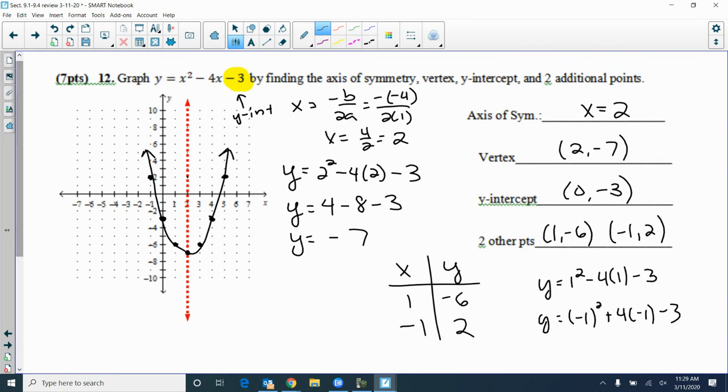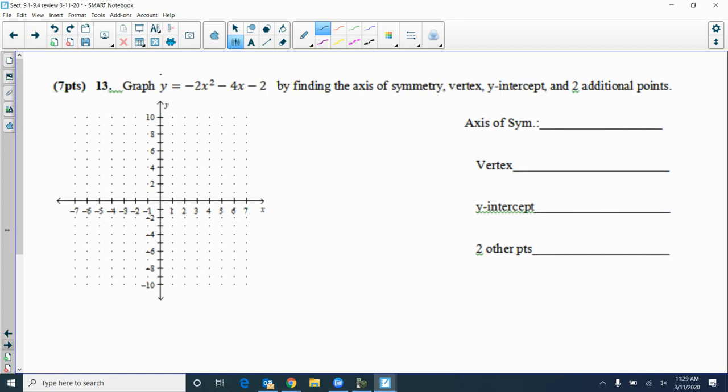So this is an exact problem, obviously I'm going to change the equation, but you're going to have to give me the axis of symmetry, the vertex, the y-intercept, 2 other points, and the graph. It's worth 7 points. Okay, 13. It's really the same type of problem. Everything else is the same except your equation.